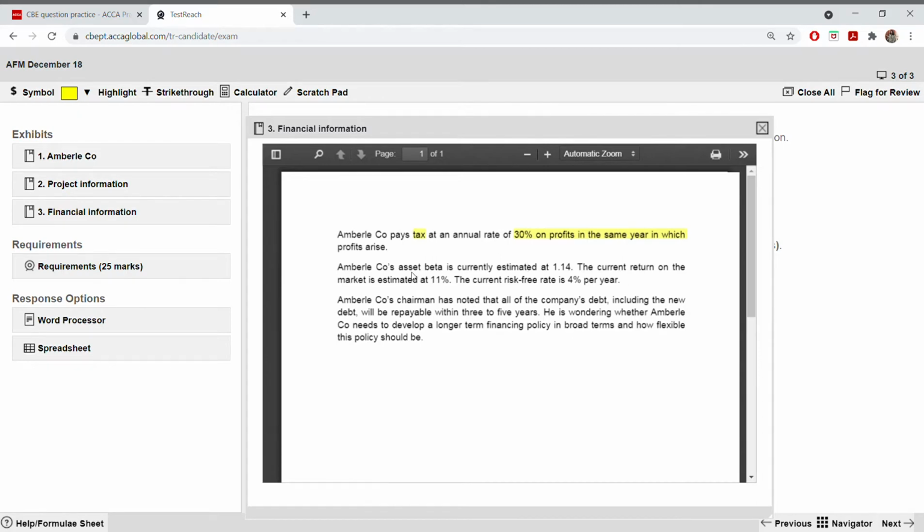Asset beta is 1.14 and current market return and risk free rate, 11% and 4%, is given. It is the capital asset pricing model for you to find cost of equity.